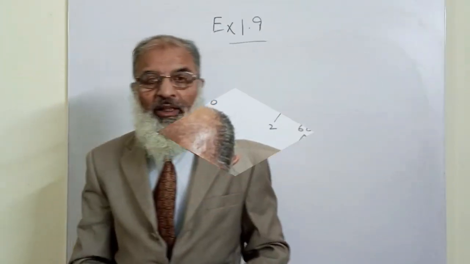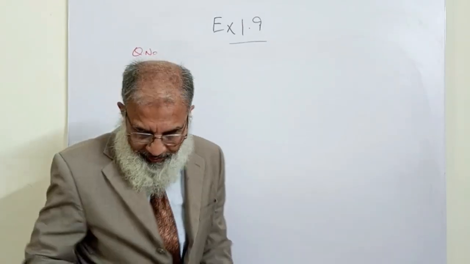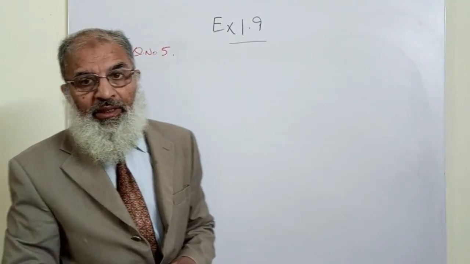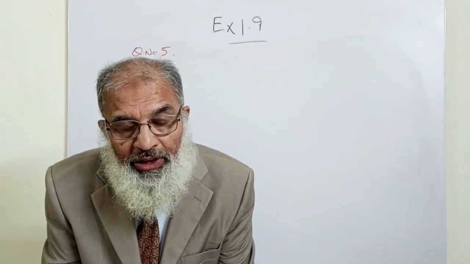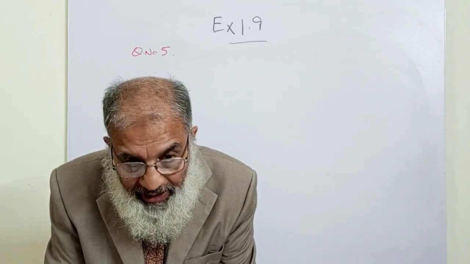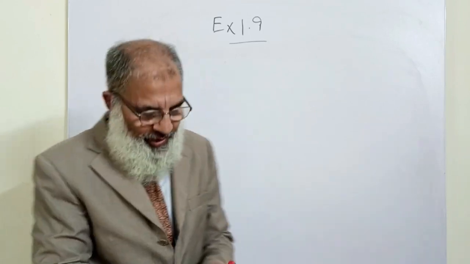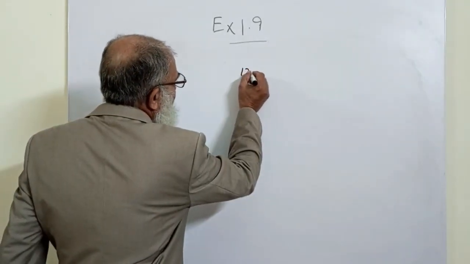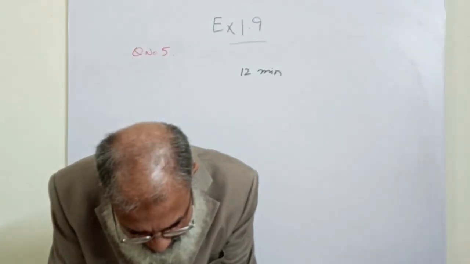The last question. My dear students, last question of the day, question number 5. What is the hidden truth in question number 5? Let us read. Lee runs round a track in 12 minutes. Okay, no hidden truth so far, only data: 12 minutes. I write 12 minutes.